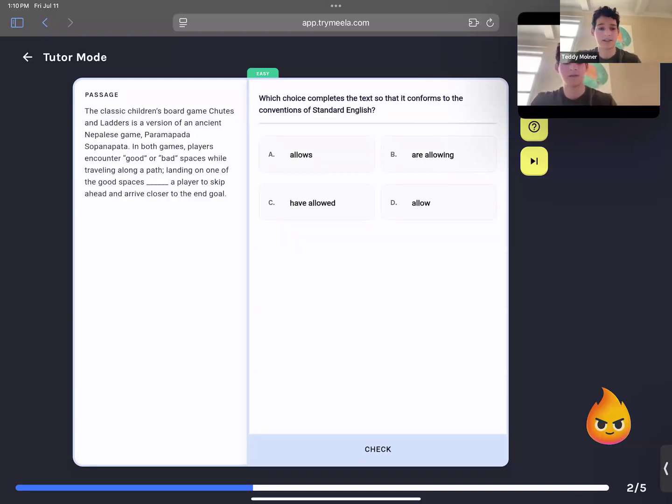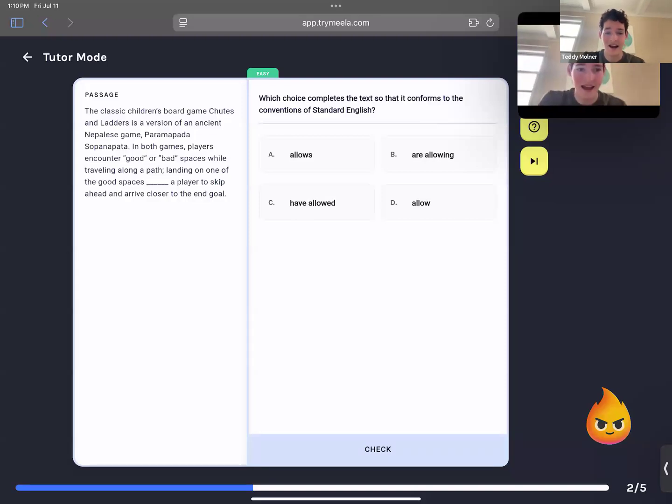The subject of the sentence is not spaces. What do you guys think the subject of the sentence is? It's kind of tricky. What's the subject of this sentence? The second sentence that we're looking at. I'll give you a hint. It's not spaces. Angela said landing on one of the good spaces. Yeah, it's a prepositional phrase.